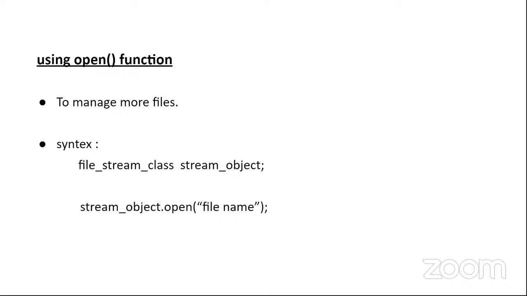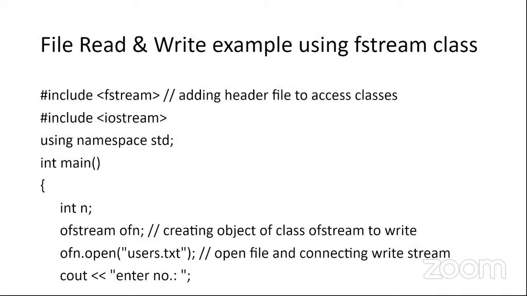Now next slide. So there is an example of file read and write using the fstream class. First we add header files to access classes, which is fstream, and this is the header iostream for normal input and output. For file handling, we use fstream.